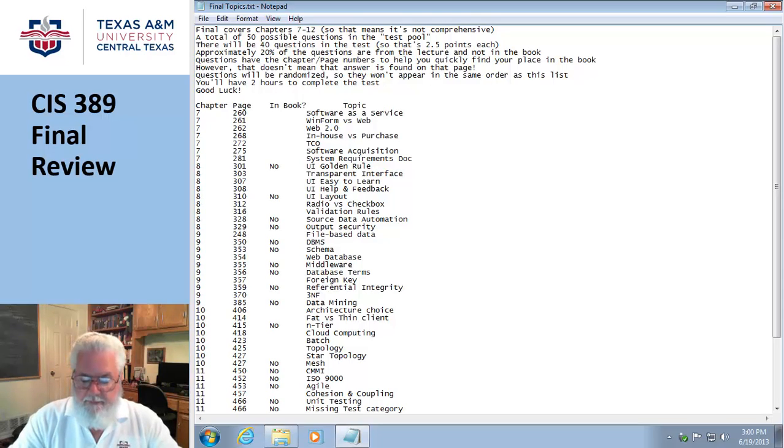The next one's about the system requirement document. I've stressed this on multiple occasions, on multiple videos over multiple chapters, about why this is an important document. I'll probably give you a scenario using the system requirements document, and then ask you whether or not that scenario makes it more important, less important, insignificant, something.